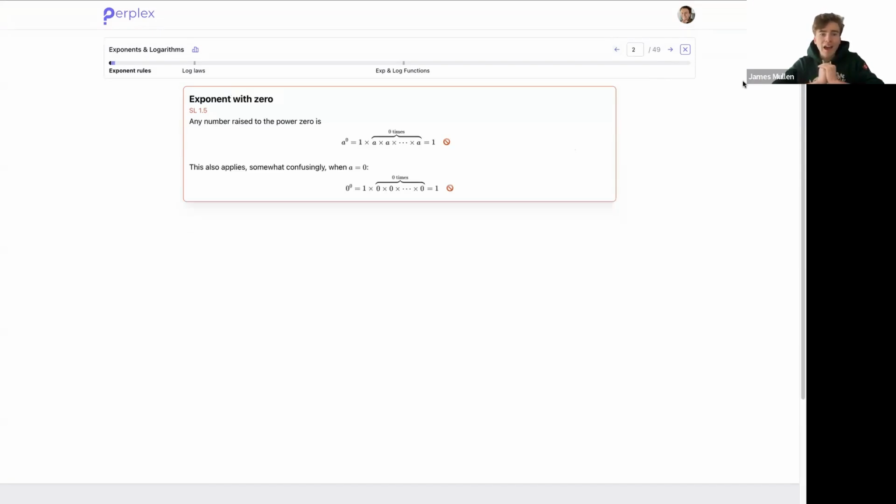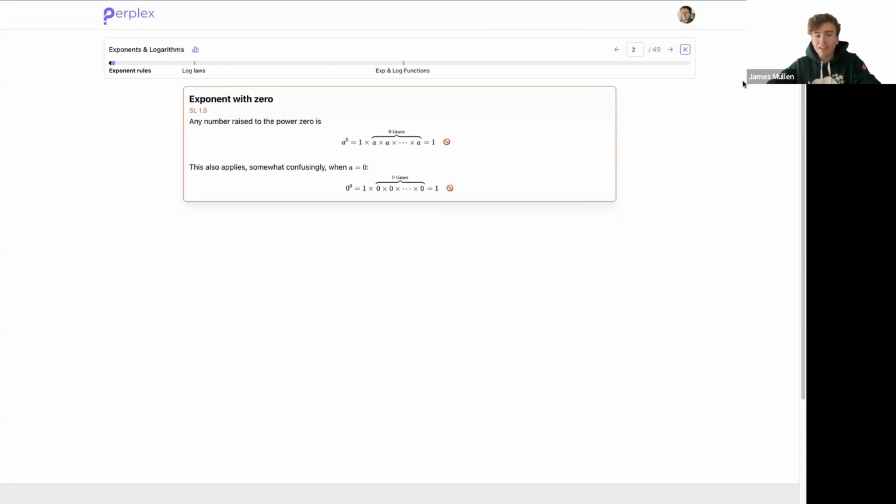So exponents with 0, like I said a second ago: if I'm raising a number to the power 0, then because I have to start my multiplication somewhere, and I haven't multiplied by a any times yet, I actually start at 1. If I was starting at 0 and I multiplied by a, I would never be able to get away from 0. And we say that 1 is the multiplicative identity, which means it's the only number that I can multiply by something without changing that something.